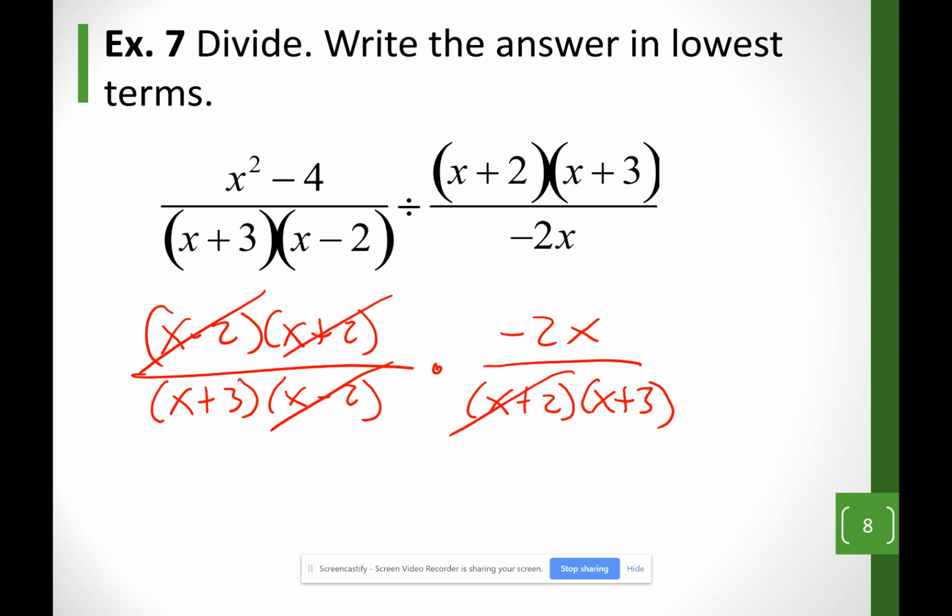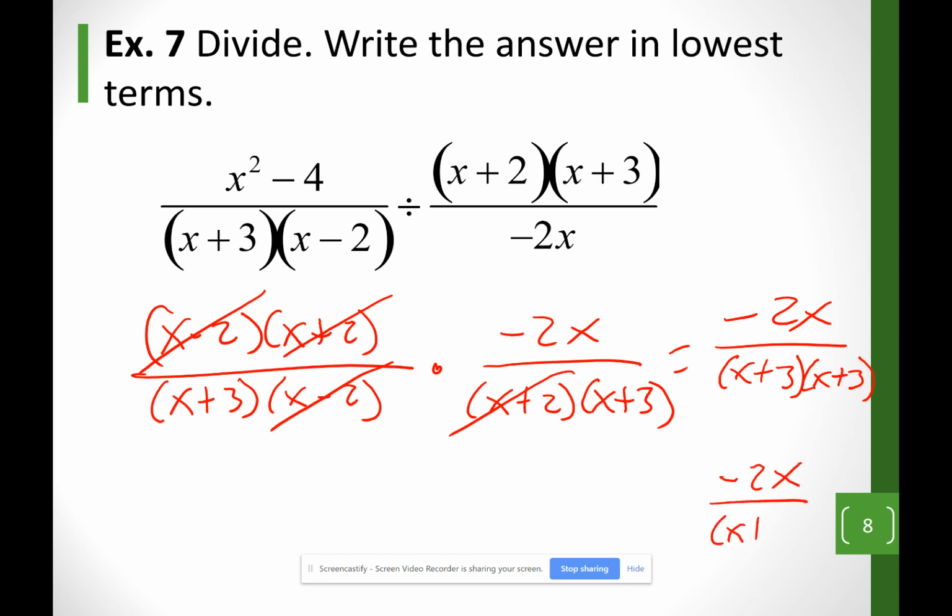I see I have x plus 3 at the bottom twice, but in order for me to cancel, I have to choose one from the top, one from the bottom, so I cannot do anything. So I'm going to have negative 2x over x plus 3, x plus 3. Now, if you want to simplify this as negative 2x, x plus 3 squared, mathematically speaking, both of them are the same thing.